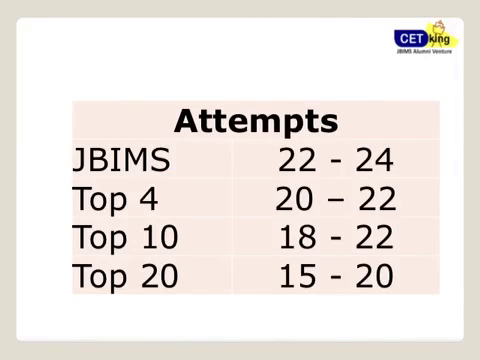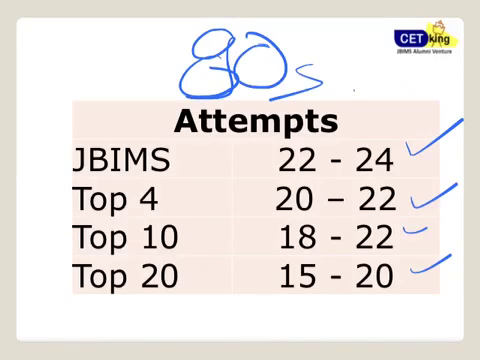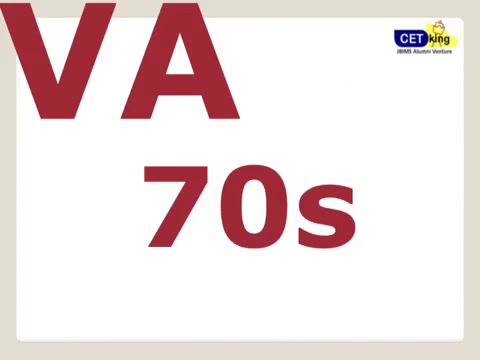Alright, overall attempt should be 22 to 24 if you're targeting JB. Fine, same way for the other exams. So expected cutoff, expected score should be in the 80s. That's your ideal attempt. Alright, verbal ability score should be in the 70s.